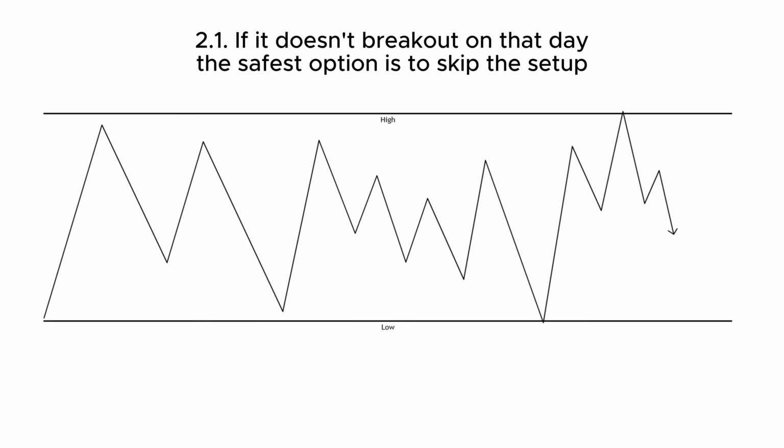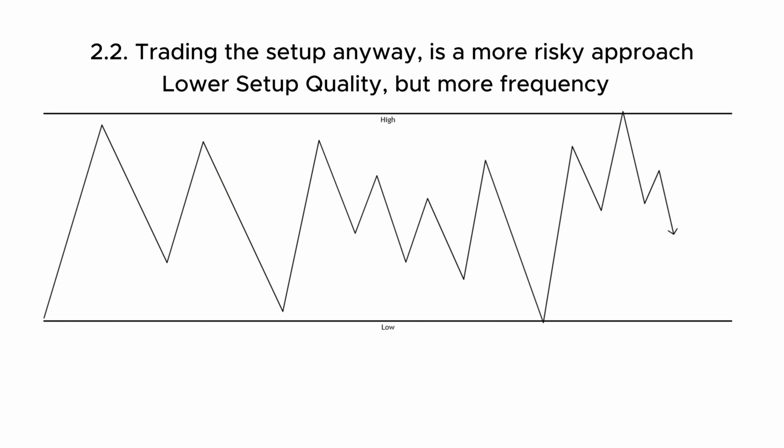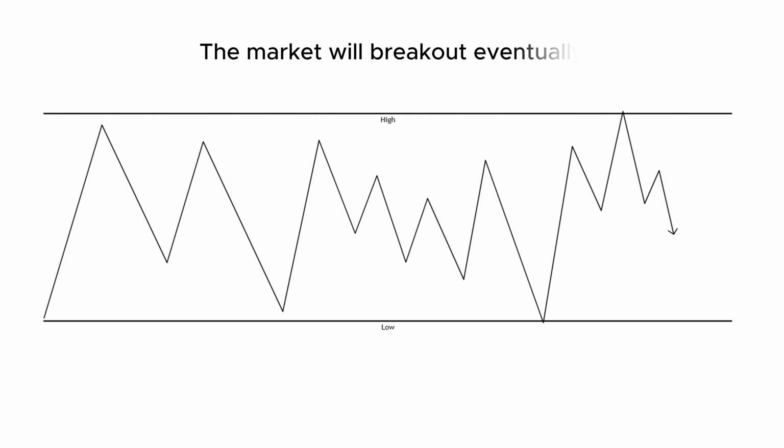So as I said, we have two options, and one of the options is to cancel the plan for that day and look for the same opportunity on another day. The other option is to actually trade the setup anyway, even if it breaks out of the highs or lows on another day. This lowers the quality of the setup, but increases the frequency of opportunity. In my opinion, it's still all right if we trade a breakout that happens about 1 to 2 days later than it should. So anyway, let's hypothetically say that the market will break out eventually.